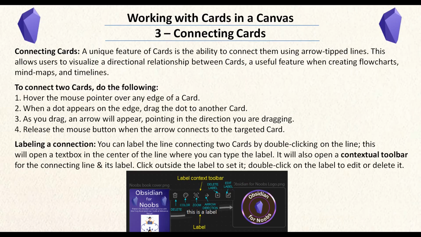Okay, so again, to connect two cards, hover over the edge of a card, you'll see a dot appear. Click on that dot and drag to another card. An arrow will be created from the source card to the target card. If you double-click on that connecting arrow, a box will open up in the center of the arrow where you can put in a label, and also a contextual toolbar for the arrow and the label will open as well. And that toolbar lets you delete the arrow and label, select a color for them, choose among 3 directional options for the arrow. You also can delete the label or edit the label.